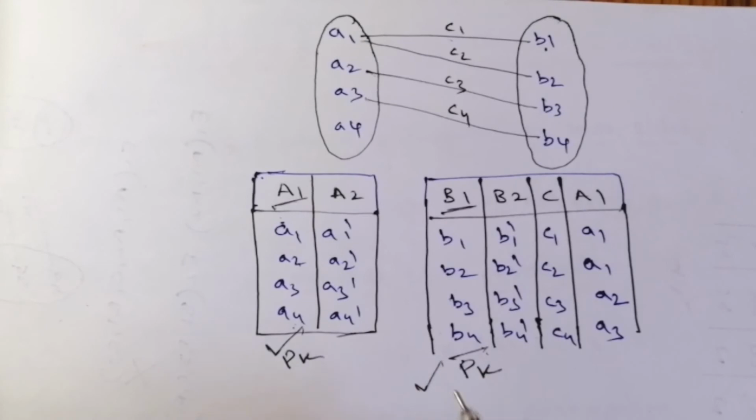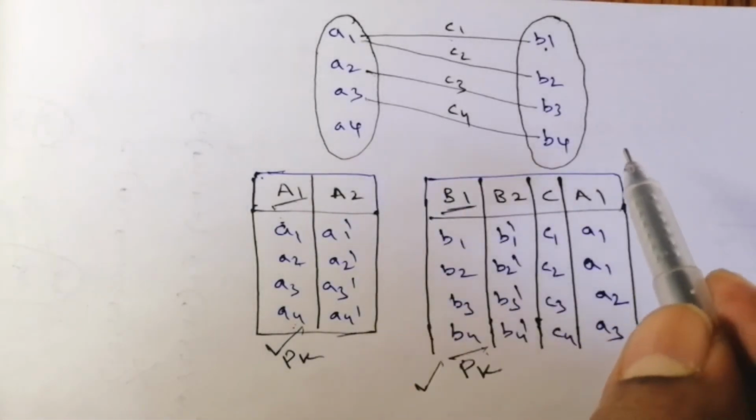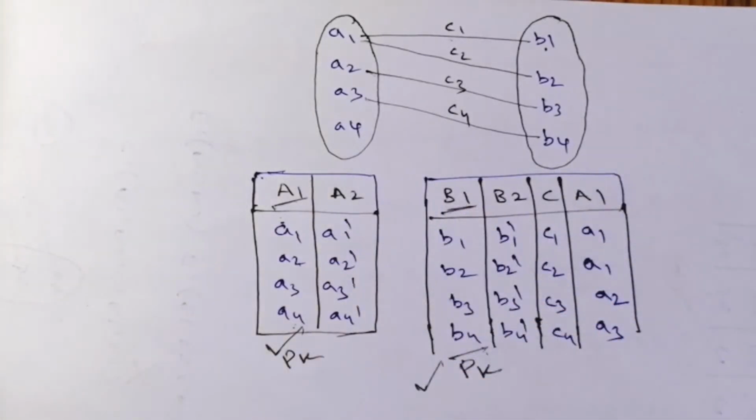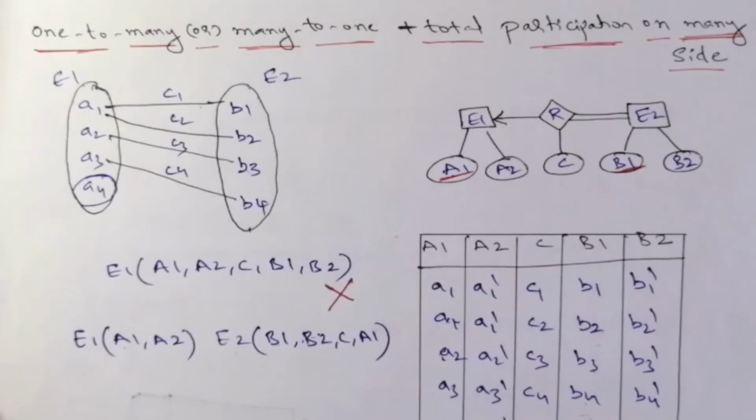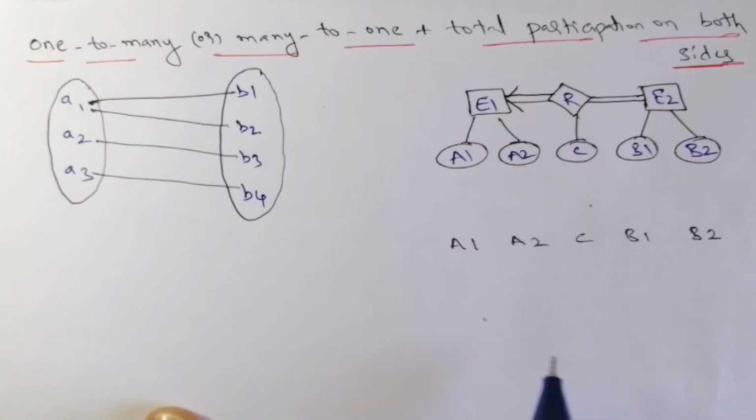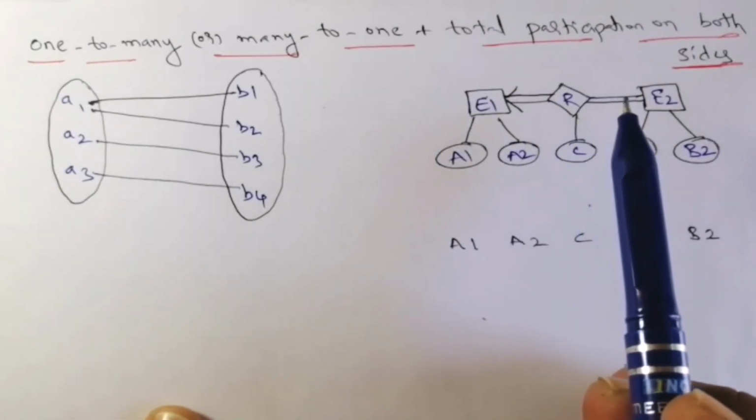This means this particular relation we can divide into two relations. What we have observed is when it is one to many or many to one plus total participation on the many side, two relations are required, and this particular thing we have to remember, right? So let us move to the next case. This is our third case, one to many or many to one plus total participation on both sides.